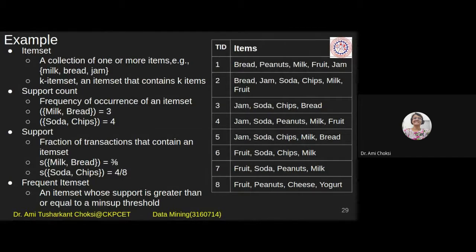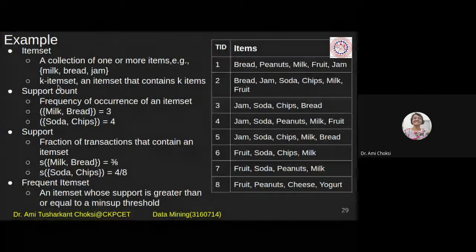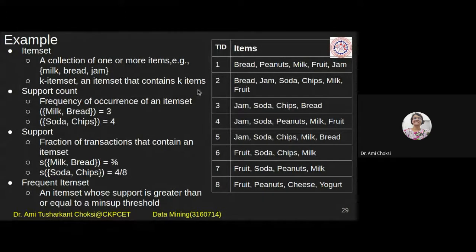Item set, a collection of one or more items, that is, milk, bread, jam. K item set means an item set that contains K items. This is known to us. This is just an example, it is not calculating for this. So we can consider all the terms which we have already seen. Support count: frequency of occurrence of an item set.